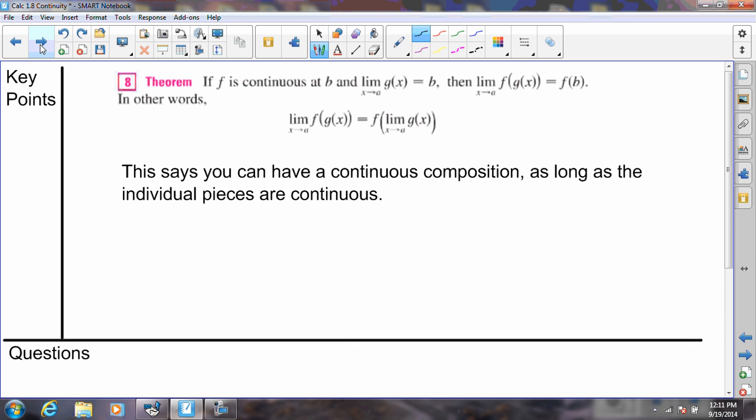This theorem, take a moment and read it. Kind of looks a bit goofy. Basically, it's saying continuity will work if you're taking compositions of functions, as long as you're careful about making sure the composition is making sense.